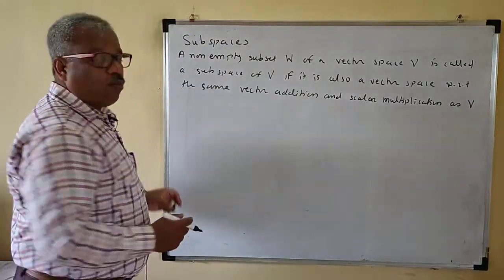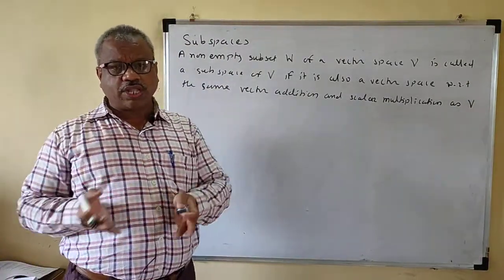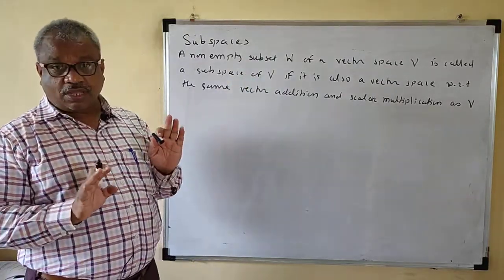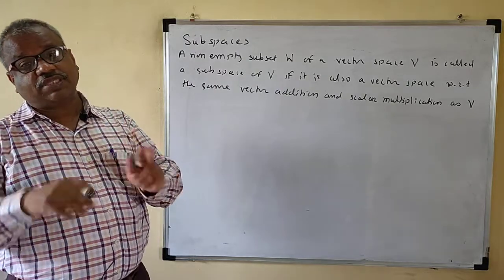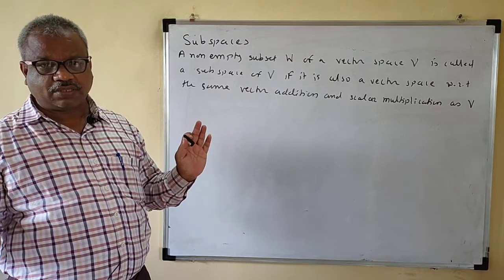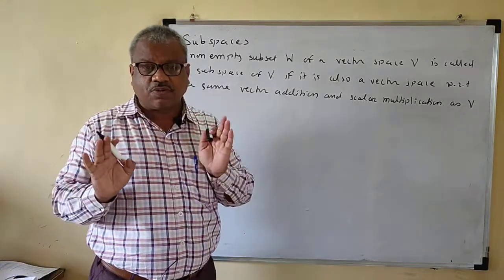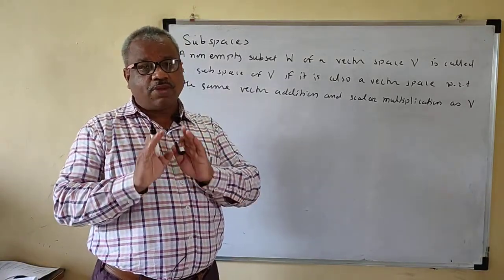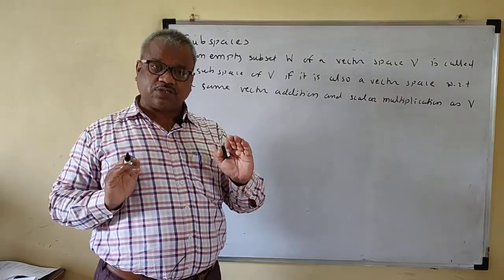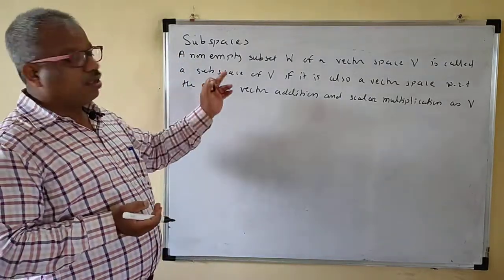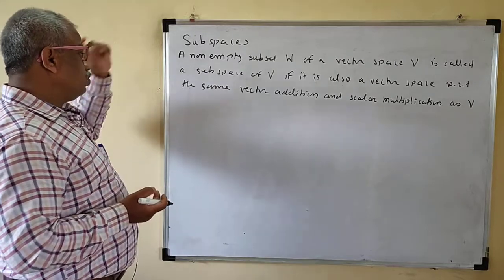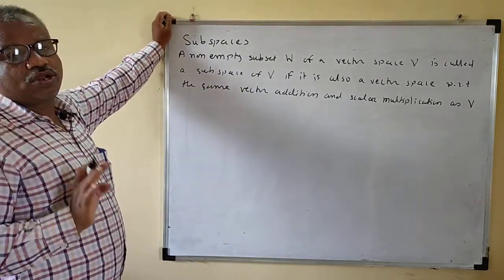Now what is the criterion to show that W is a subspace? Note that W is a subset. If it satisfies all the 10 axioms, then it is called a vector space. Otherwise, no. Any subset of V need not be a subspace of V. If it satisfies all the 10 axioms of a vector space, then it will be a subspace. It will be a vector space because it is a subspace of V. So the 0 vector of V and the 0 vector of W are the same.